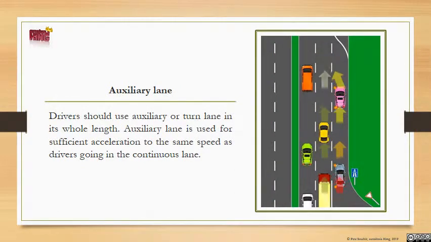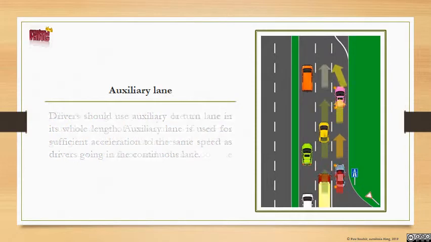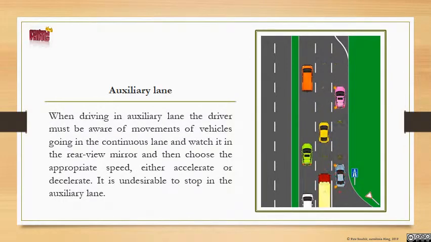Drivers should use the auxiliary or turn lane in its whole length. An auxiliary lane is used for sufficient acceleration to the same speed as drivers going in the continuous lane. When driving in the auxiliary lane, the driver must be aware of movements of vehicles going in the continuous lane and watch them in the rearview mirror, and then choose the appropriate speed, either accelerate or decelerate. It is undesirable to stop in the auxiliary lane.